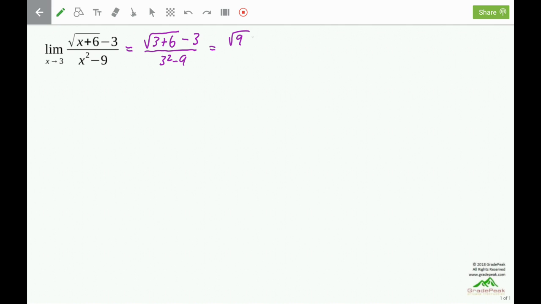In the numerator, 3 plus 6 is a 9. In the denominator, 3 squared is a 9. In the numerator, square root of 9 is a 3, so we have 3 minus 3. In the denominator, we have 9 minus 9, which is going to give us 0 over 0. So we have 0 over 0, which is indeterminate. We therefore have to rework this.